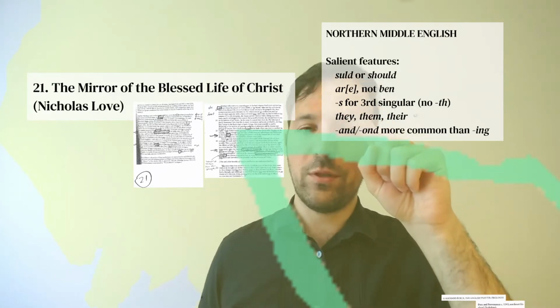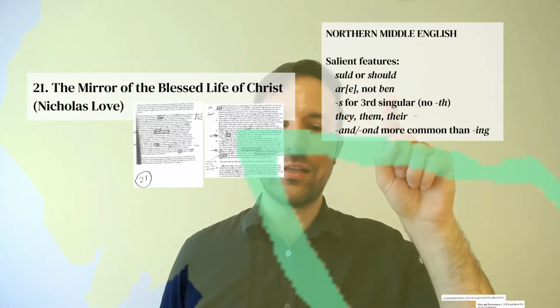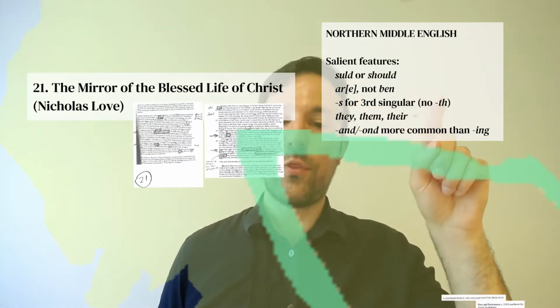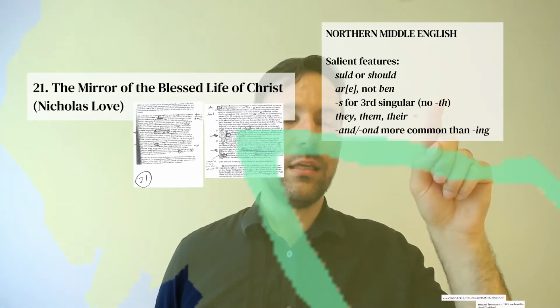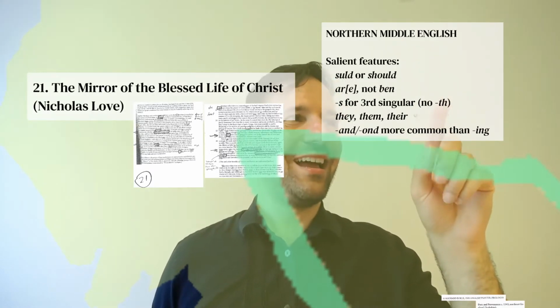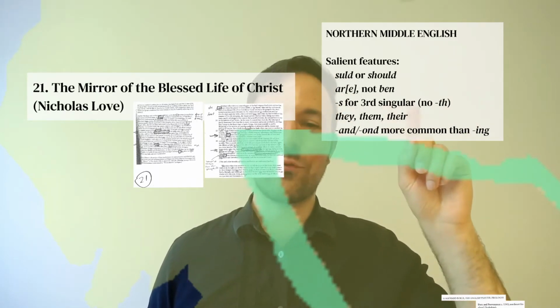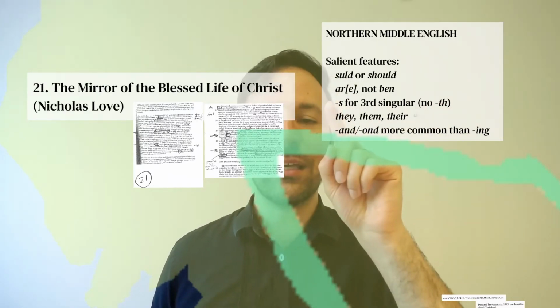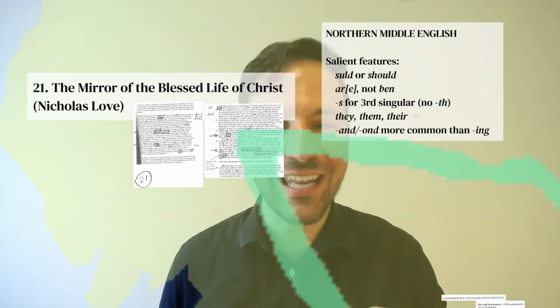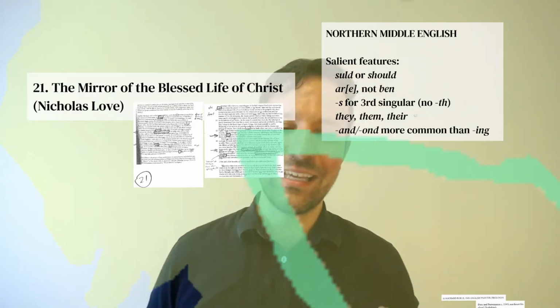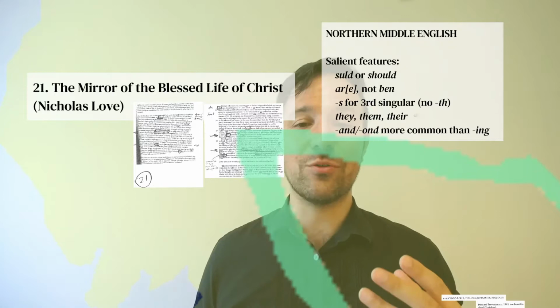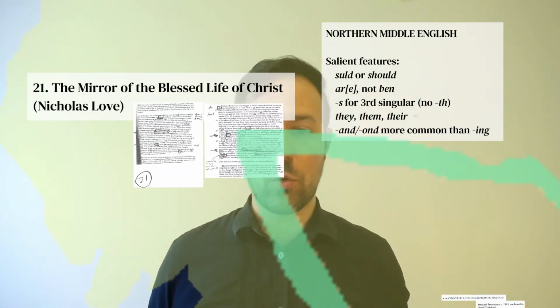Similarly, again familiar to us, the third person singular, rather than being represented with th, as in he readeth, let's say, right? So instead of readeth, in the North you might get he reads, which is again a usage familiar to us, but in later Middle English it is a usage salient specifically to the North.